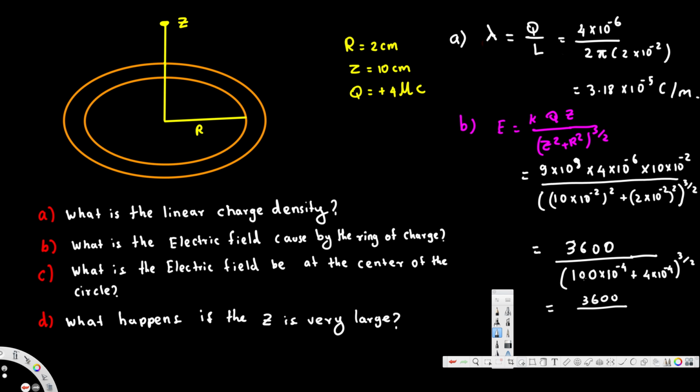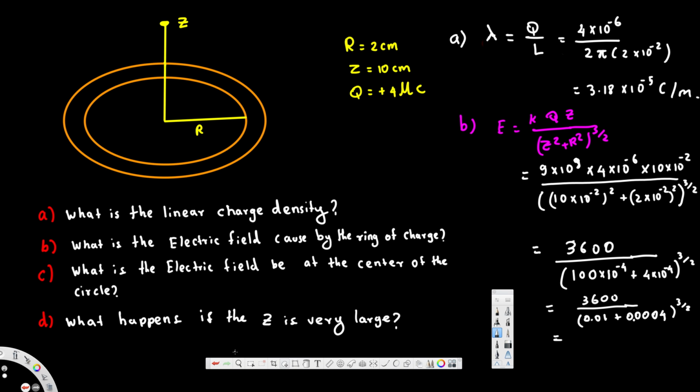3600, and then here we have 100 times 10 to the power of minus 4, that's going to be 0.01, and here we have 4 times 10 to the power of minus 4, that's going to be 0.0004, and then that is powered by 3 by 2. Okay, let's calculate this one. Let me plug this in the calculator and let's see what we get. So 3600, let me make sure, 4 divided by 10,000. Okay, we got that one right.